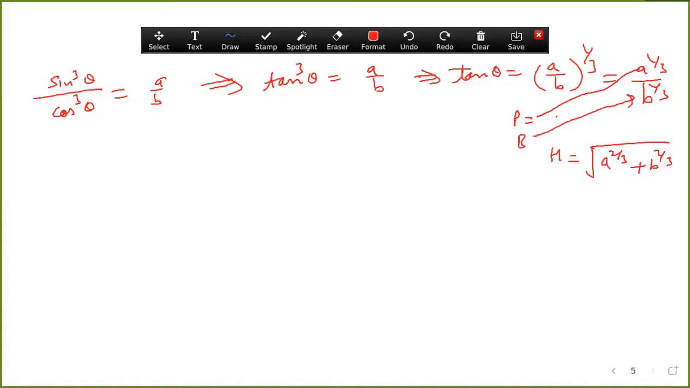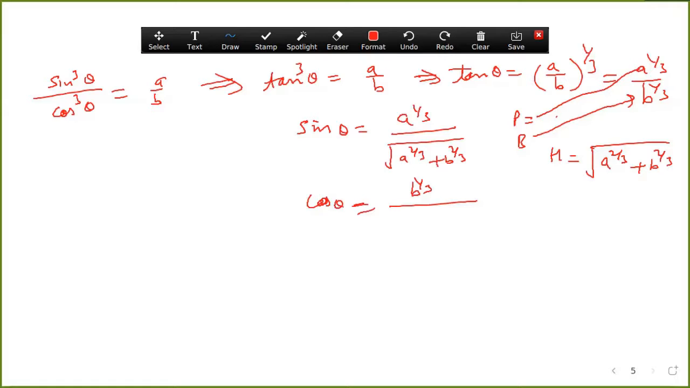So sine theta will be equal to perpendicular upon hypotenuse. Hypotenuse is under the root a to the power 2/3 plus b to the power 2/3, and cos theta will be equal to base upon hypotenuse. Base is b to the power 1/3 and under the root hypotenuse is this. Now for the second derivative we want these values, that's why we have calculated them here.